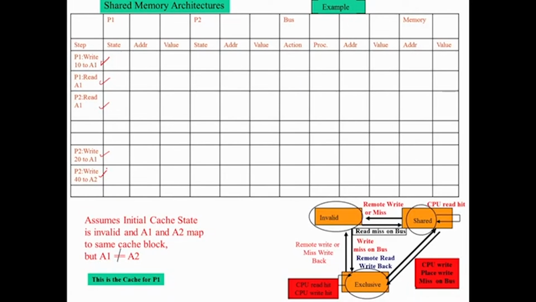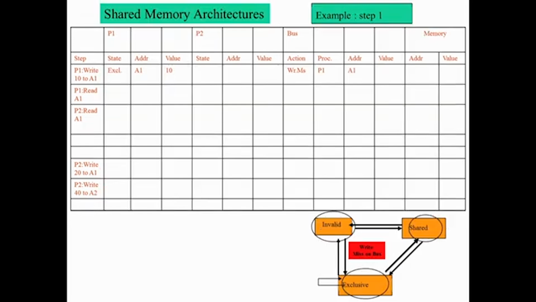So initially the caches are all invalid. So the line in which A1 or A2 is getting stored in both the L1 caches is in invalid state. So we start off here. So what happens? First, P1 writes the value 10 to A1. So in P1's cache, A1 will be stored and it will be in the exclusive state, right?